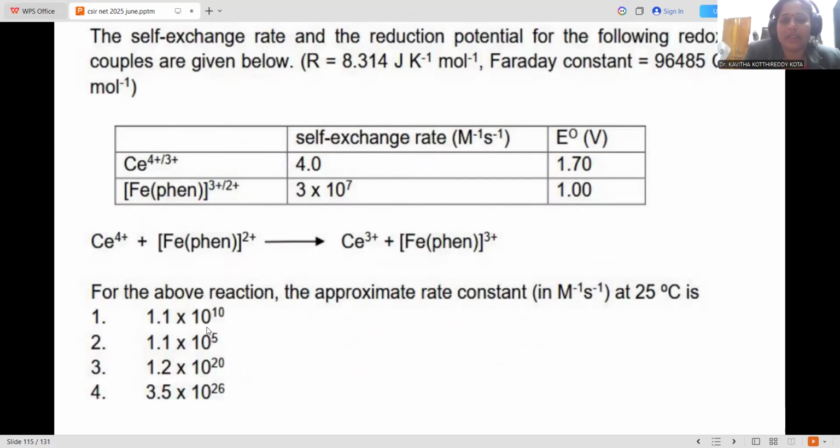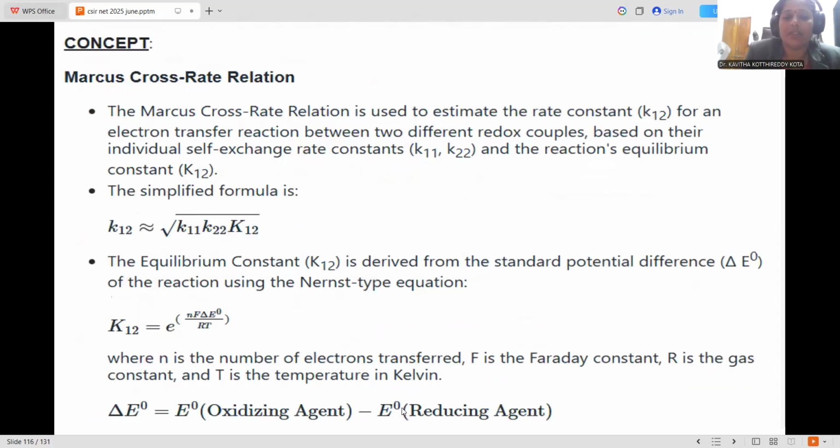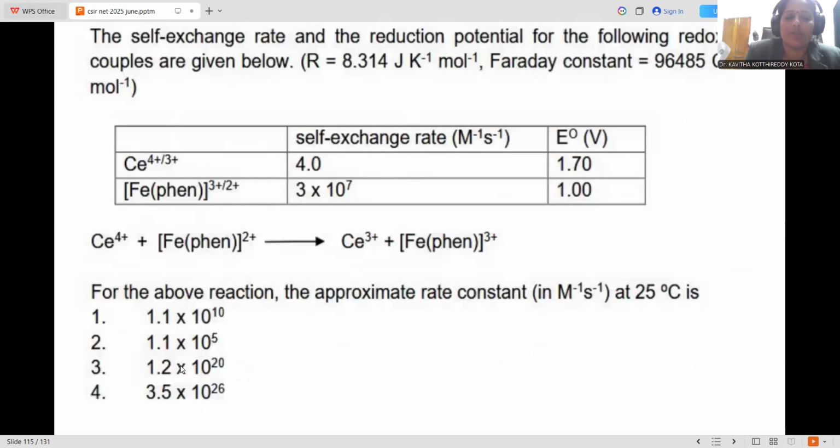It is somewhat complicated, converting this entire coordination chemistry into kinetics. It is difficult. We need to know the formula, then only it is possible. The simplified formula to be known is that the cross rate constant value K12 is equal to the square root of K11, K22, K12. This is to be known to you later on. So K11, K22 are known. The K12 value is calculated by taking e to the power nF delta E naught by RT. If you calculate this, you can put it over there so that you will get the K12 value, that is taken as option number 1.